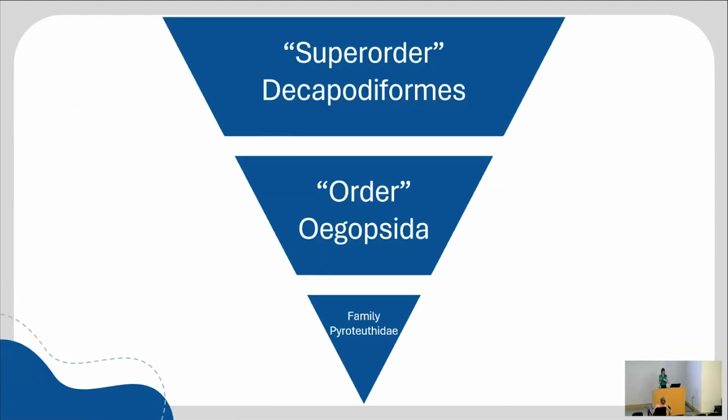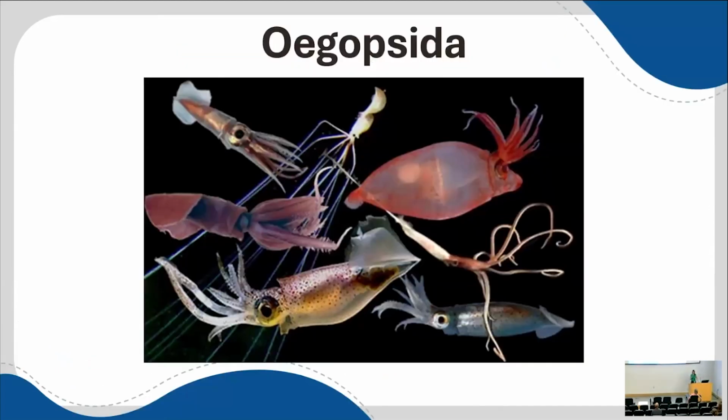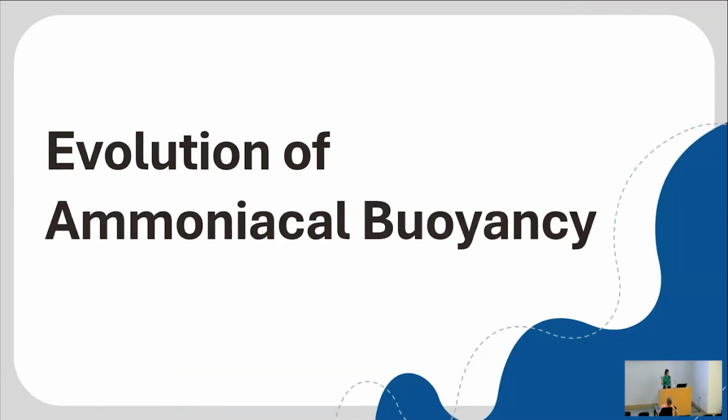So we've talked about the superorder Decapodiformes, and now we are moving on to the order Oegopsida. Oegopsida are those oceanic open eye squids, the ones I like to call the weirdos. They're my personal favorites. And we're going to talk about the evolution of this trait called ammoniacal buoyancy.